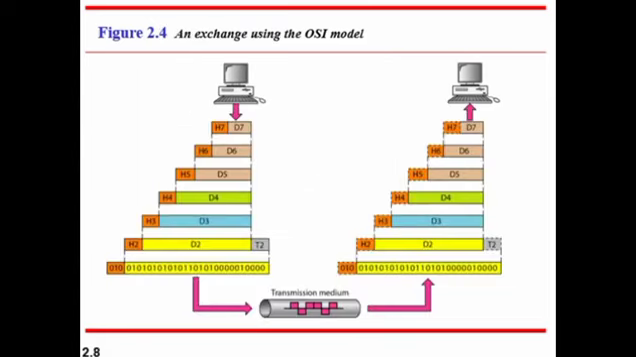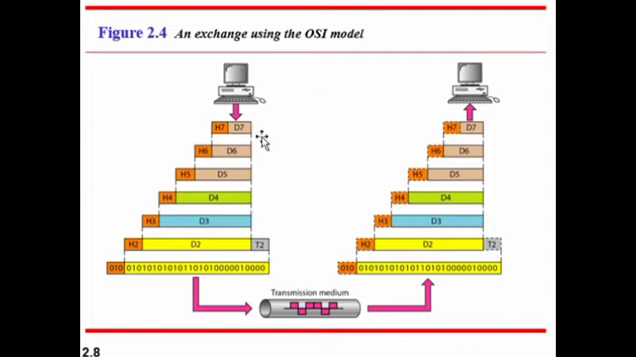Here you can see how an exchange using the OSI model is done. We have some headers and some codes in the form of binary notations. This header may be the source, this may be the destination, and in between you have the actual data, and we name this actual data the payload, right? So this is how data is exchanged.